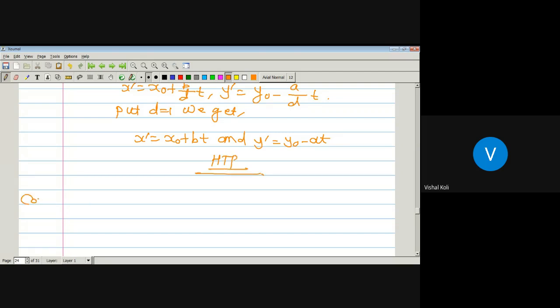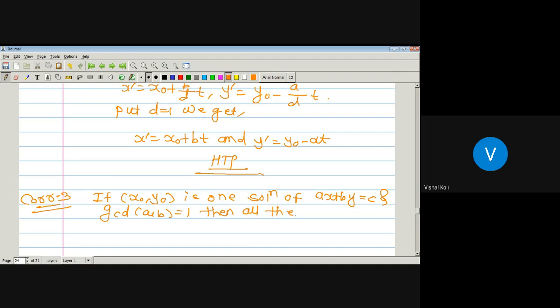Okay, now the third corollary. If x naught, y naught is one solution of ax plus by is equal to c and GCD of a, b is equal to 1, then all the other solutions are in the form x dash is equal to x naught minus bt and y dash is equal to y naught plus at.